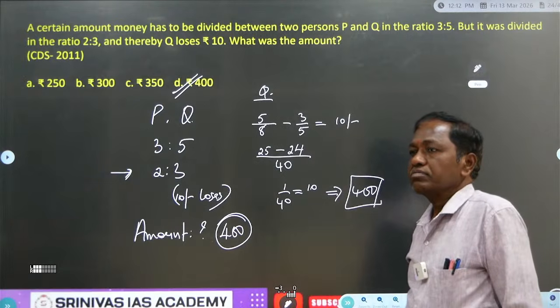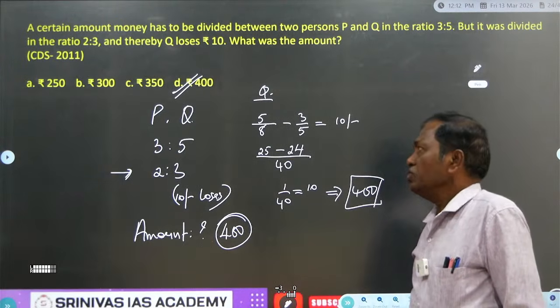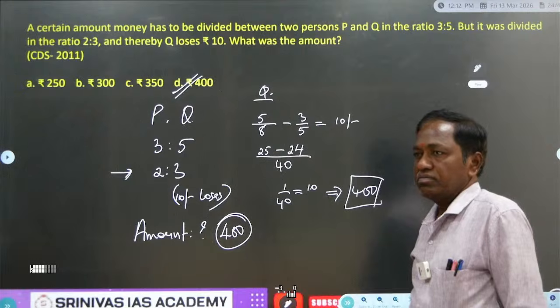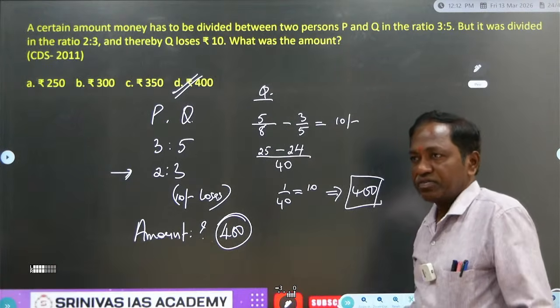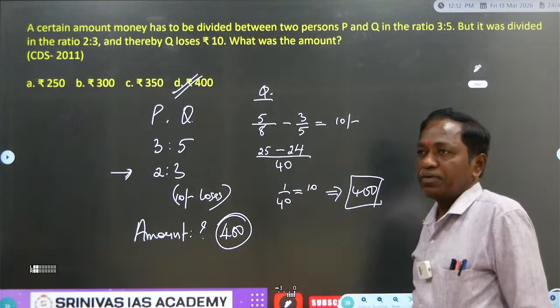So the options, they say, sir. Do 3x plus 5x equals, whichever option matches. Yes, it takes more time. That's all. You have to check every option.